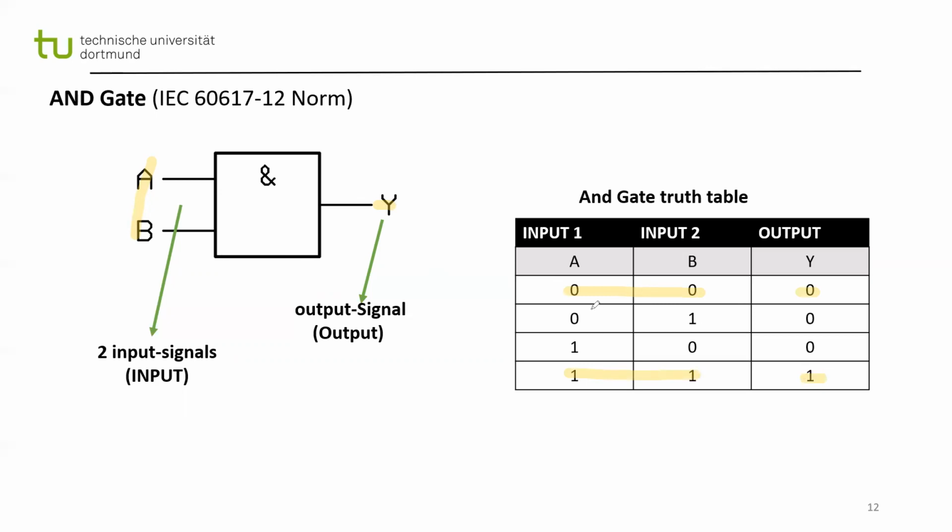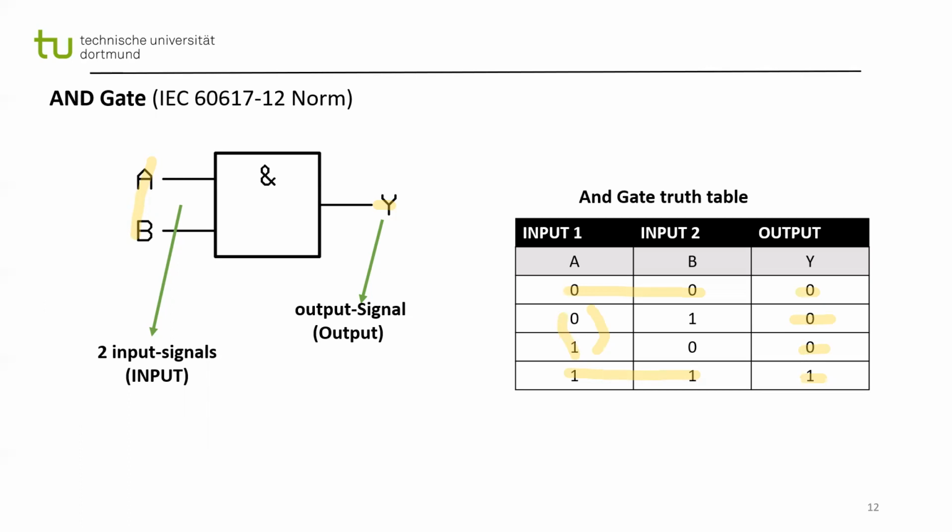It doesn't matter if one of the input signals is high; the output will always be low if not both of them are high. An AND gate can have any number of inputs, although 2-input or 3-input AND gates are the most common.